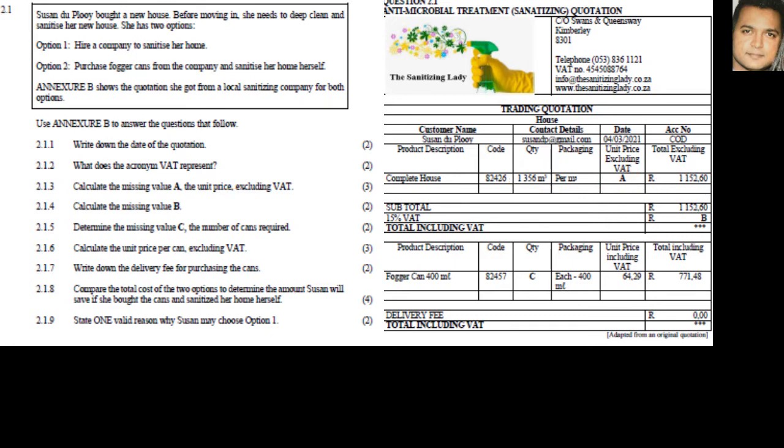Okay, 2.1.4, calculate the missing value B. So let's locate B. B is right over here. Okay, and if you look at on that line, we'll see that it's a 15% VAT. So we know basically we need to find out 15% VAT, but on what? On the amount excluding VAT, which we spoke about earlier. So let's do that. We say 15% times, and that amount would be 1152,60, and the amount that VAT would be charged is 172 Rand and 89 cents.